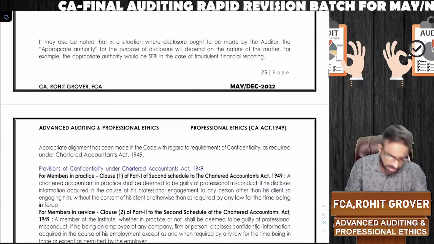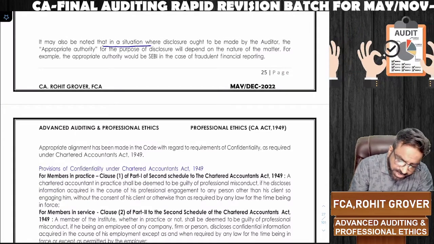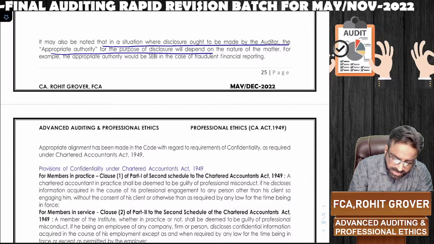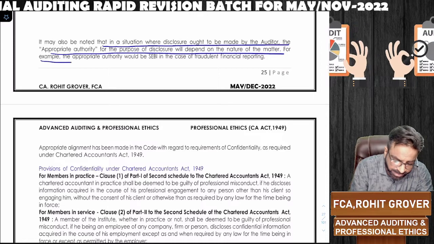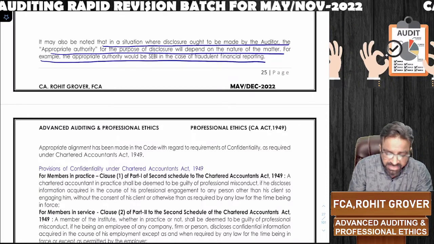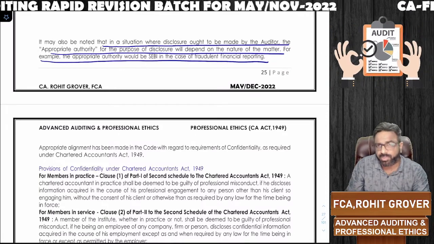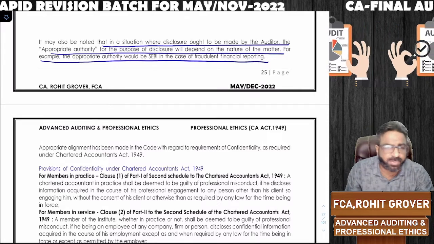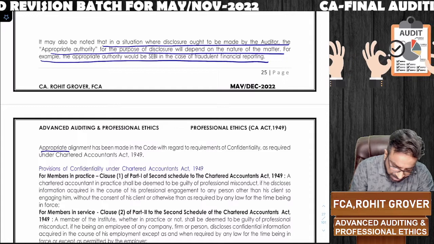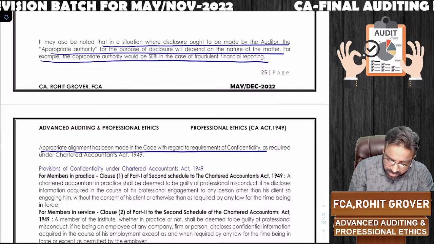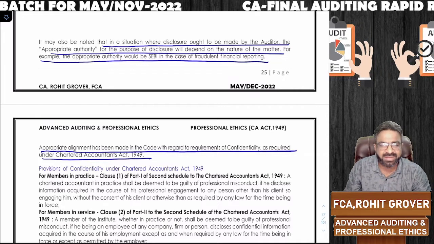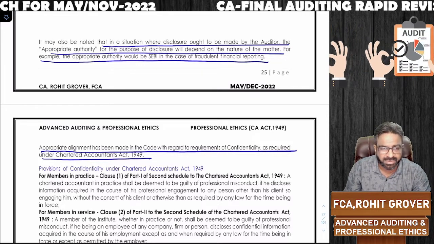So it may be noted that in a situation where the disclosure ought to be made by the auditor, the appropriate authority for the purpose of disclosure will depend upon the nature of the matter. For example, the appropriate authority would be SEBI in case of fraudulent financial reporting. So according to different types of NOCLAR, different types of appropriate authority are there. Appropriate alignment has been made in the code with regard to requirements of confidentiality as required under the Chartered Accountants Act 1949. Did you get the point?